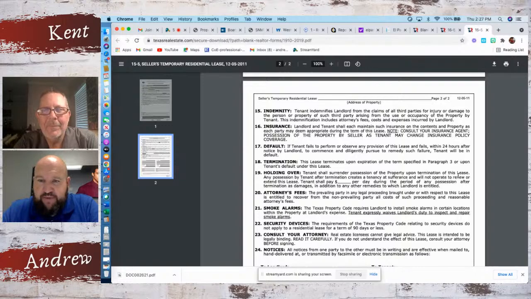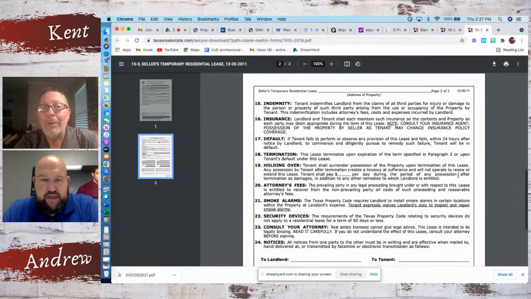Default works the same way as before. Termination works the same way. Holdover works the same way. And again, I want to make sure with holdover that it's going to be very inconvenient for you to stay in the home. Right. Attorney's fees, again, prevailing party.